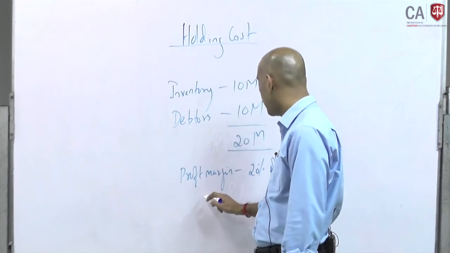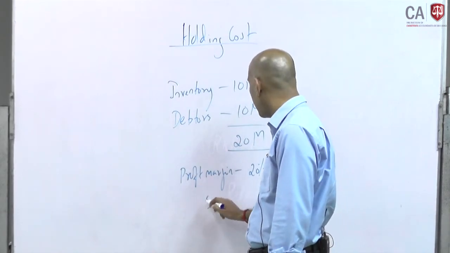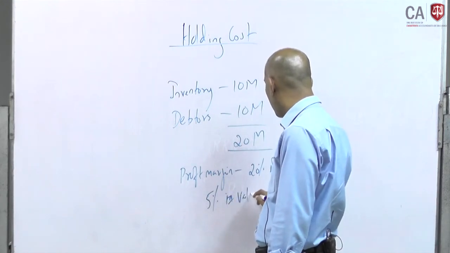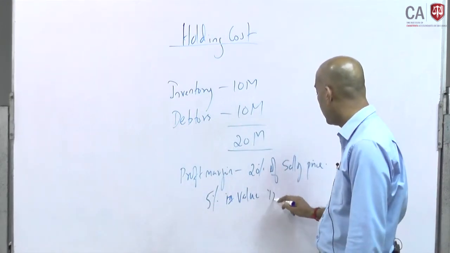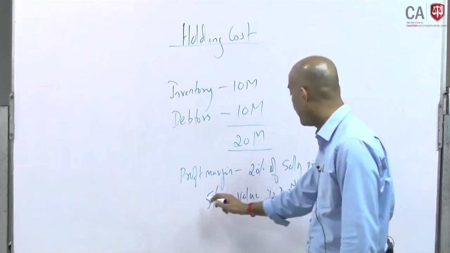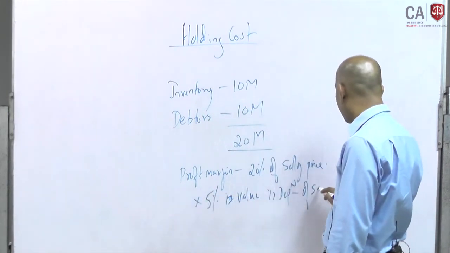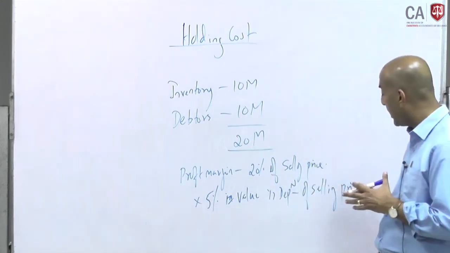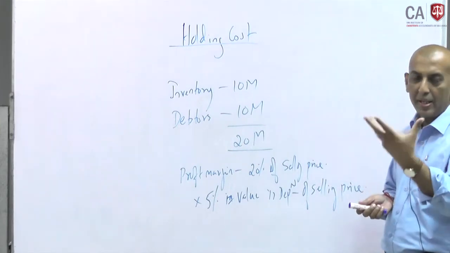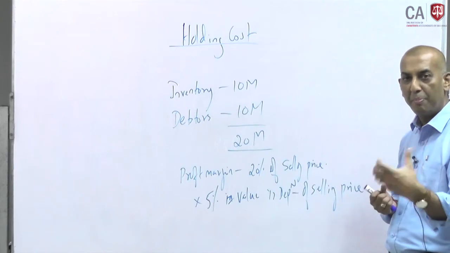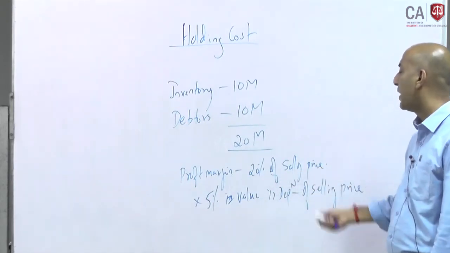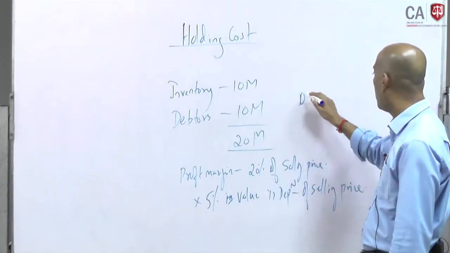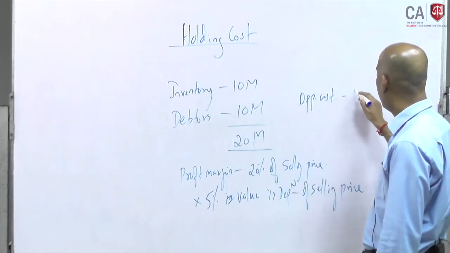And if I say that included in this, 5% of selling price represents depreciation. 20% of selling price is the profit margin. And if I say the required rate of return or opportunity cost is 15%.